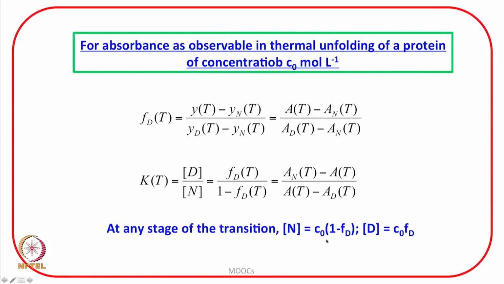At any stage of the transition, the concentration of native form will be equal to C0, the initial concentration of protein, into the fraction of the native protein, which is 1 minus Fd, and the concentration of denatured state is equal to C0 into Fd. Fd is the fraction of the protein which is in the denatured state.